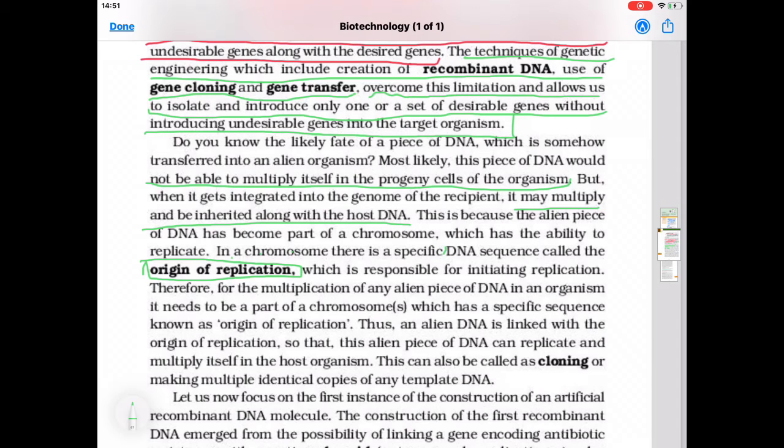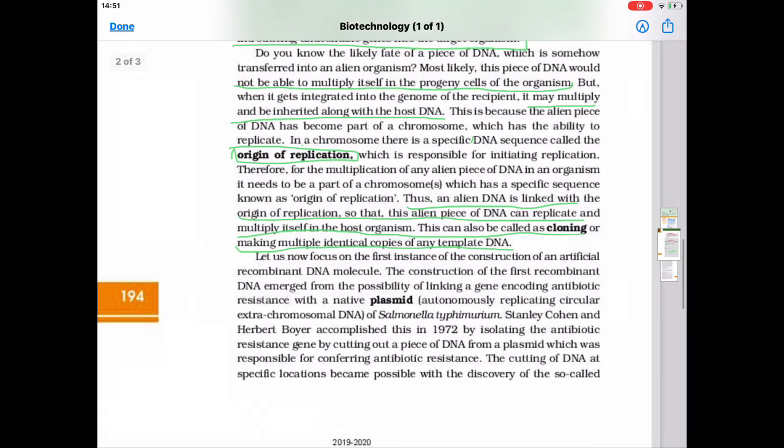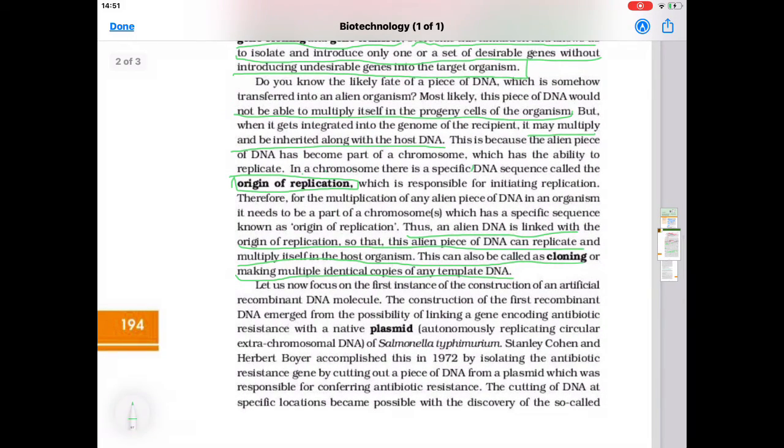Thus an alien DNA is linked with the origin of replication so that the alien piece of DNA can replicate and multiply itself in the host organism. This can also be called cloning, or making multiple copies of any template DNA. This process is also known as cloning. Let us now focus on the first instance of construction of an artificial recombinant DNA molecule.